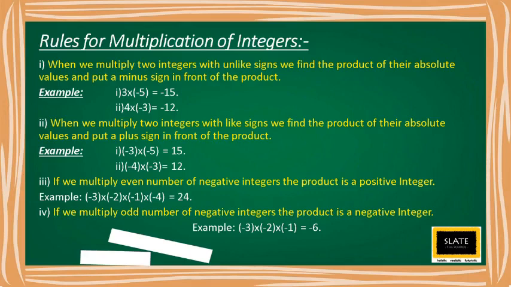Let us see one more example. Minus 4 into minus 3. Absolute values of minus 4 and minus 3 are 4 and 3. Product of 4 and 3 is 12. Therefore, minus 4 into minus 3 is equal to 12.